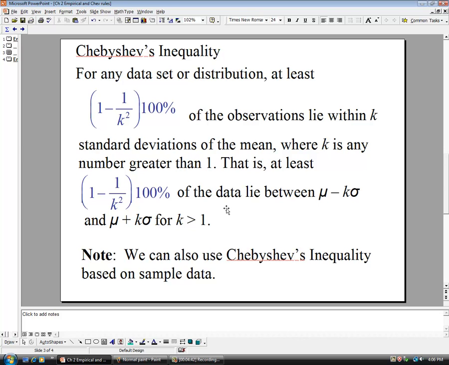If we had 3 standard deviations, that's going to be 1 over 9, so at least 8/9, or it's about 88.8%, something along those lines, will fall within 3 standard deviations. And again, that's at least. These are bare minimums. Typically you'll have much more than that.